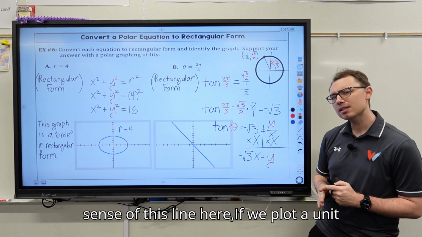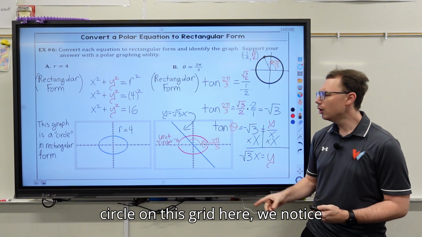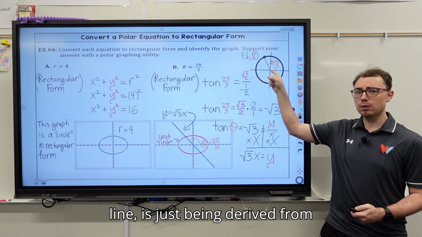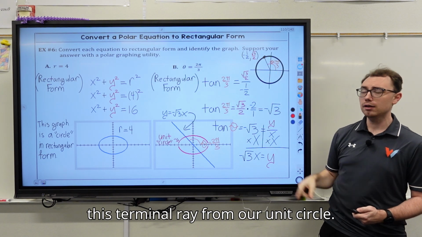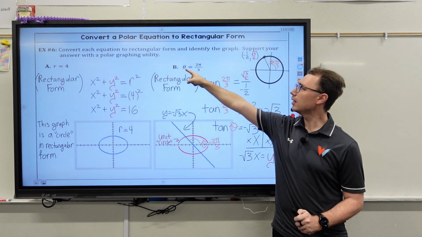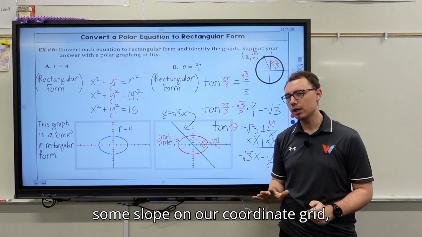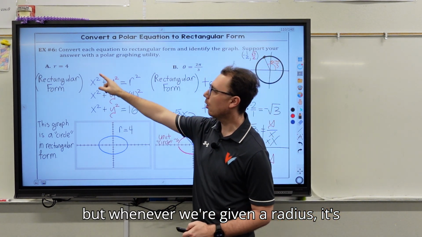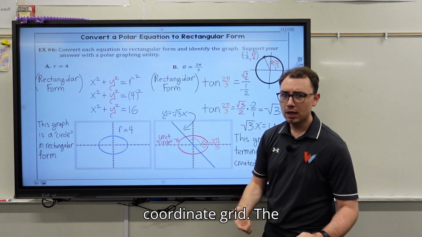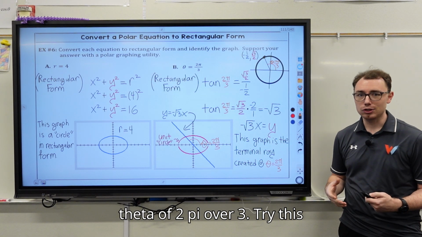To make a little bit of sense of this line here, if we plot a unit circle on this grid here, we notice that this unit circle and then this blue line is just being derived from this terminal ray from our unit circle. Whenever we're given a theta, we know that our line should be some slope on our coordinate grid, but whenever we're given a radius, it's going to be some circle on our coordinate grid. The graph here is the terminal ray at that theta of 2 pi over 3.